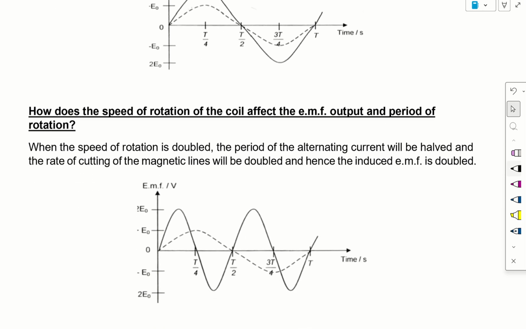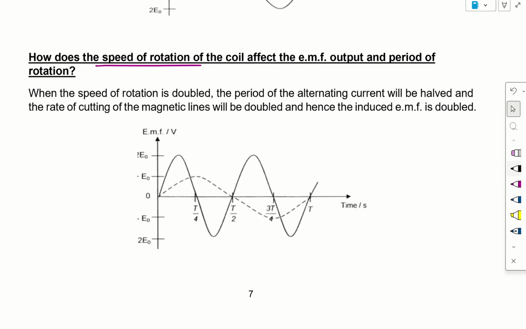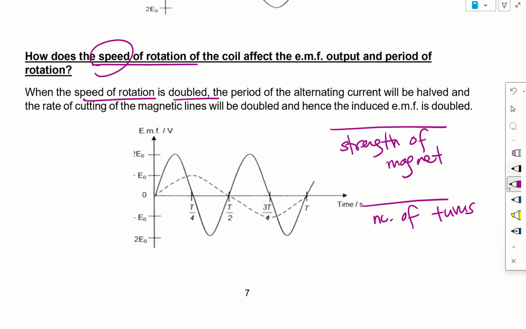Okay, what happens if I increase the speed of rotation? When the speed of rotation is doubled, let's say the strength of the magnet remains the same, and also the number of turns of the coil remains the same, right? Now we are just changing the speed of rotation. How will it affect the EMF output and the period? So when the speed is, let's say, double, the period will be half, right? So this is when it is double in speed.